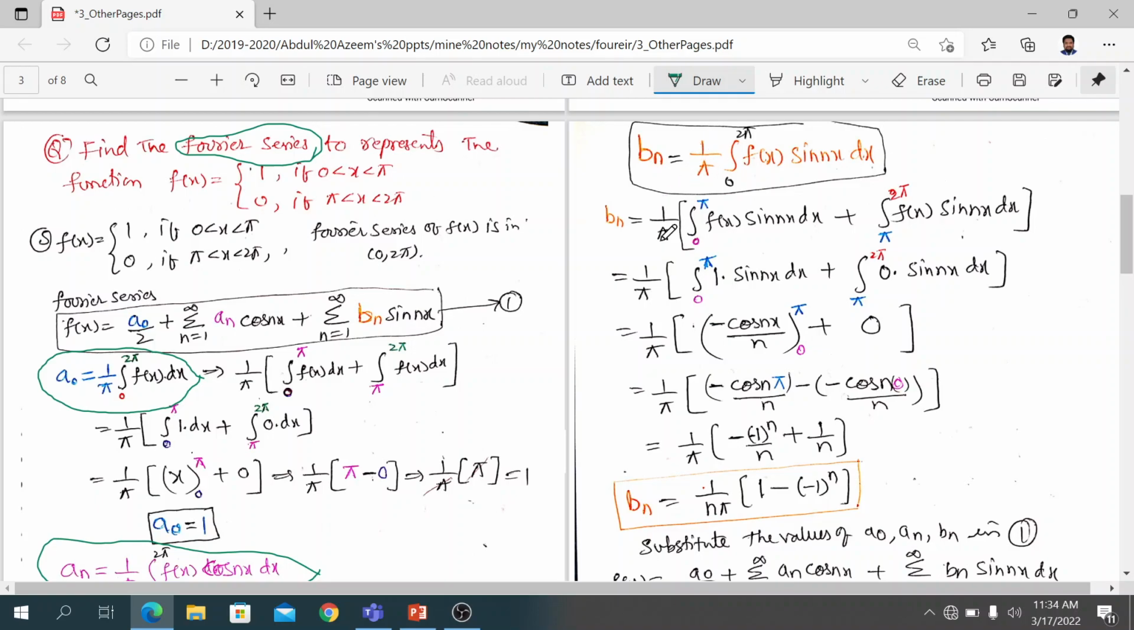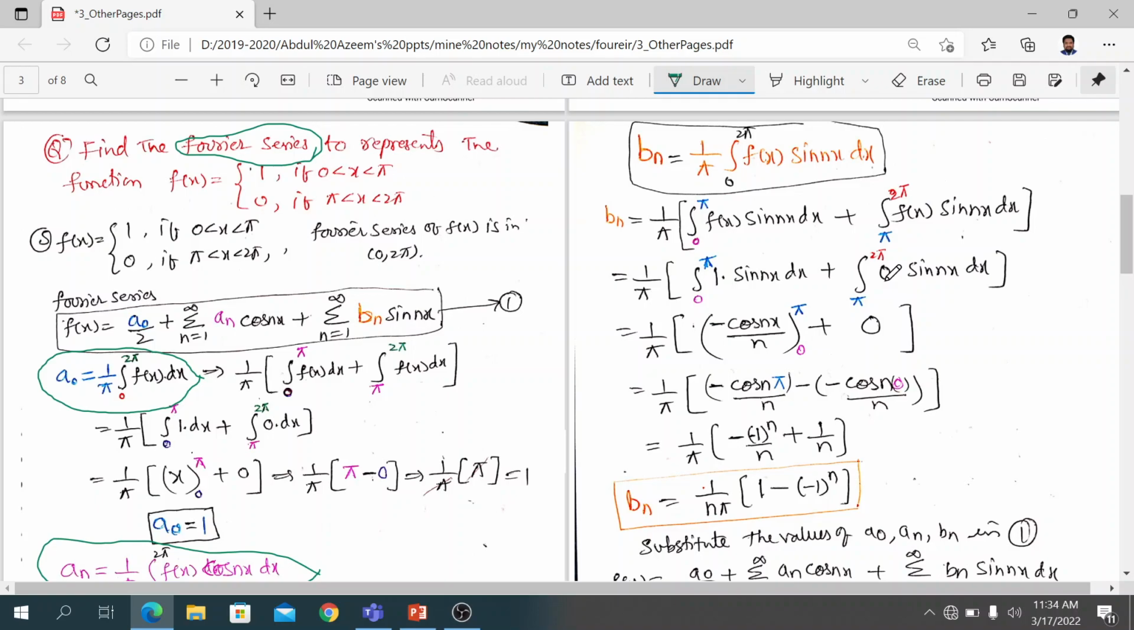So bn formula is 1 by pi integration 0 to 2 pi f of x sin nx dx. So 1 by pi, since here 0 to 2 pi f of x, I will split as 0 to pi f of x sin nx dx plus pi to 2 pi f of x sin nx dx. See 0 to 2 pi, so 0 to pi, pi to 2 pi. So what is f of x between 0 to pi? Here 1, sin nx dx. What is f of x between pi to 2 pi?